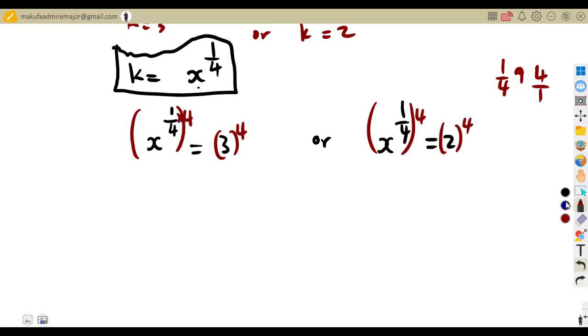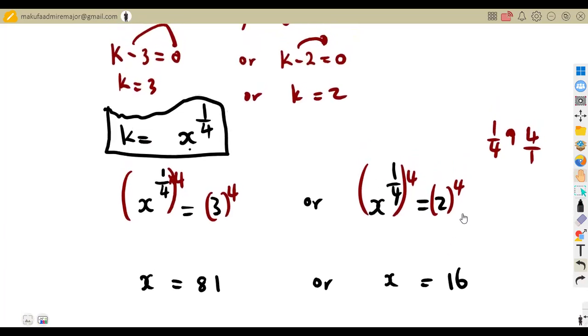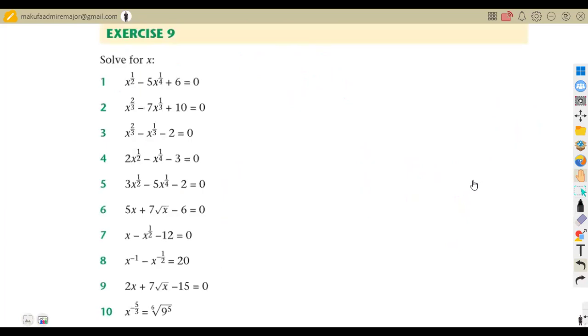If you multiply here, you're going to get a 1. x to the exponent of 1 is equal to 3 to the exponent of 4, which will be 81. Or x will be equal to 2 to the exponent of 4, which is going to give us 16. So these are the possible values that you're going to have for x, which is 81 and the other one, which is 16.